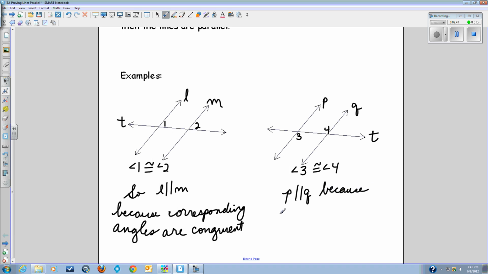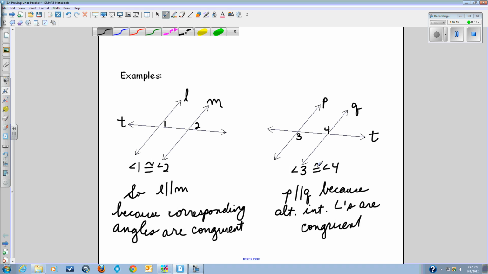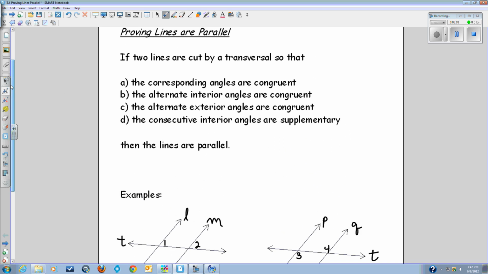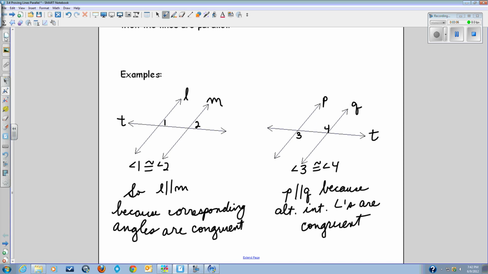So we're going to say P is parallel to Q because alternate interior angles are congruent. All right, and that goes along with one of the conditions listed above.